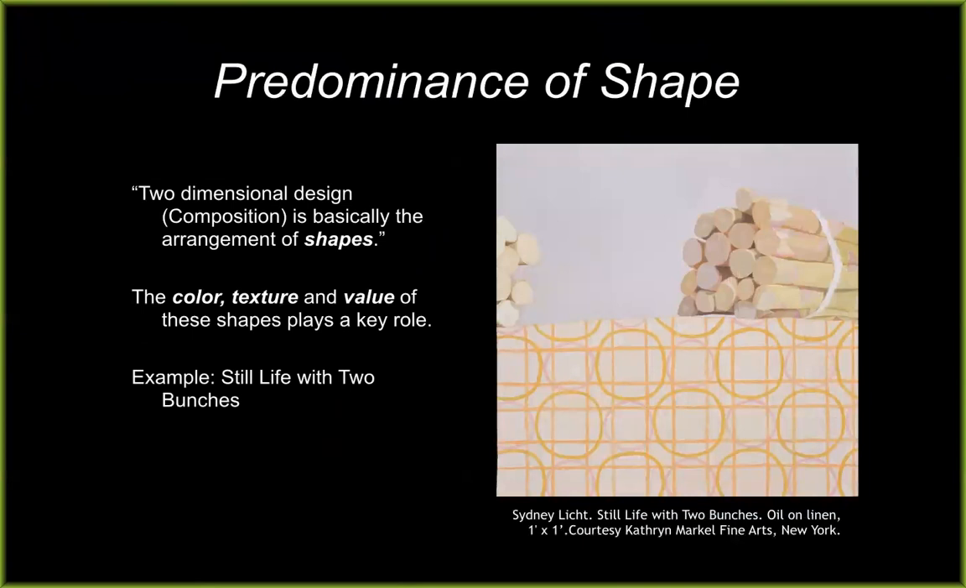Two-dimensional design, as in painting or drawing or Photoshop, photography, is basically the arrangement of shapes, which you're doing this week in the composition project. And color, texture, and value of the shapes always plays a key role. In the example on the right, this is very simple shapes, mostly ovals, a few longer curved rectangular shapes, but a lot of ovals, both in the design in the tablecloth and in the cut ends of the asparagus.